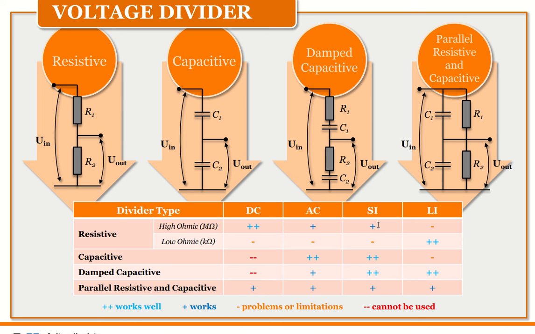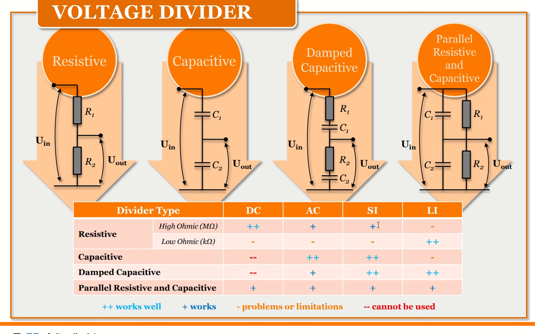They have a problem and limitation for DC, AC, and such impulse, but it works well for the lightning impulse. And the capacitive type cannot be used for the DC application, because the capacitive needs charging and discharging. So this cannot be used for the DC application. It works well for the AC and the surge impulse.